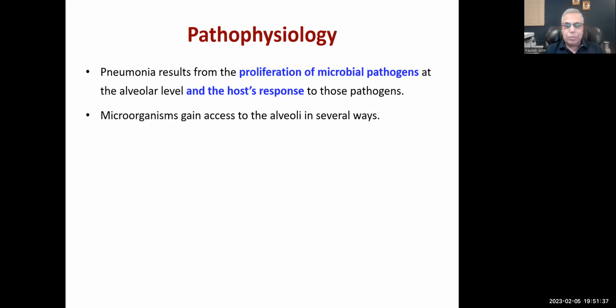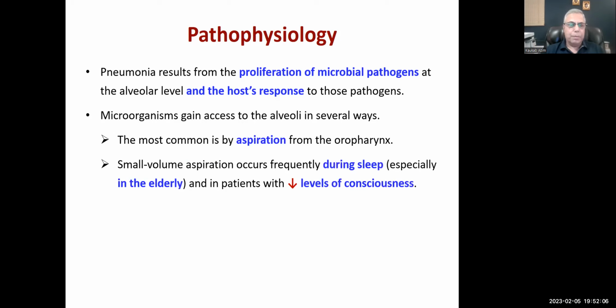Microorganisms gain access to the alveoli in several ways. The most common is by aspiration from the oropharynx, okay? The gag reflex weakens as the person ages, and in drug addicts or alcoholics it's more common. Old people's gag reflex is not as strong as young people's. So aspiration is more common in those people.